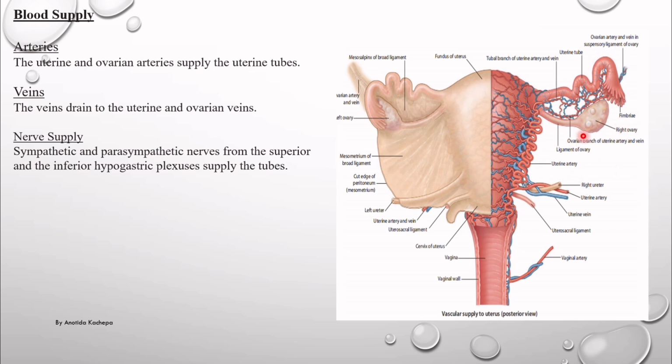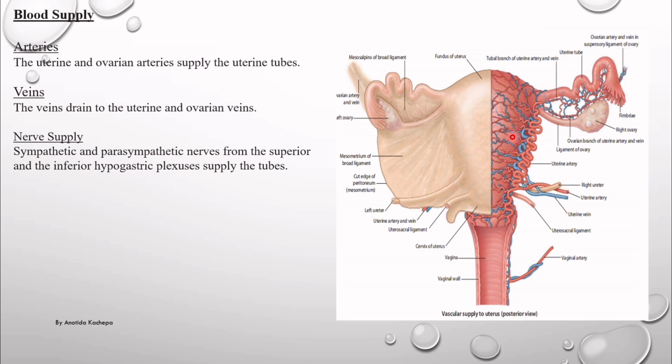Then veins will follow the arteries; the veins will correspond with the arteries, like we have the uterine vein and the ovarian vein.